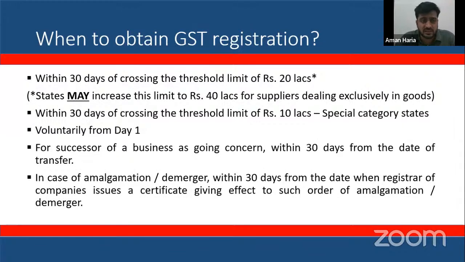The next is there are some specific category of states. One such example is the northeastern states of India. There, the threshold limit is 10 lakh rupees. So in case you exceed your limit of 10 lakh in those states, then once you cross 10 lakhs, within 30 days, you are expected to obtain GST registration. Another option is that you can voluntarily opt for GST registration from day one of your business.